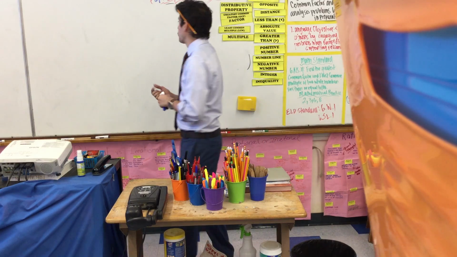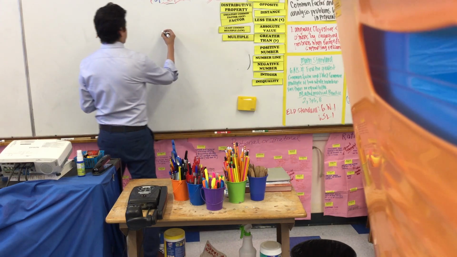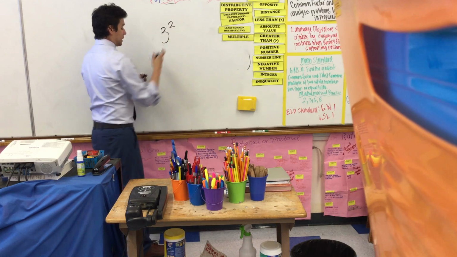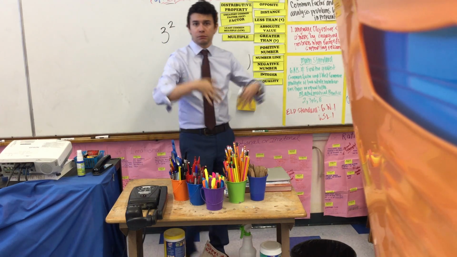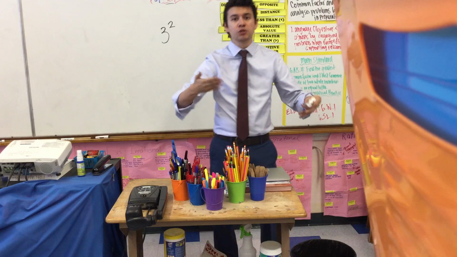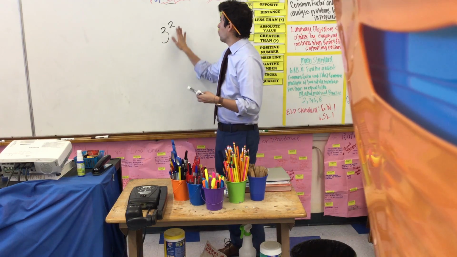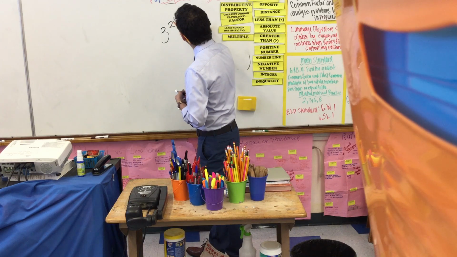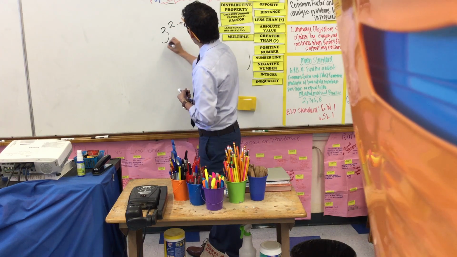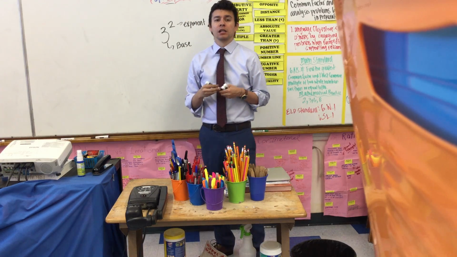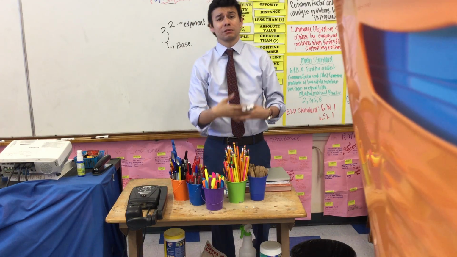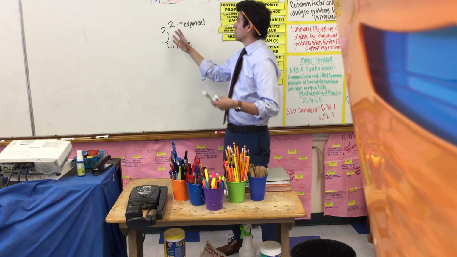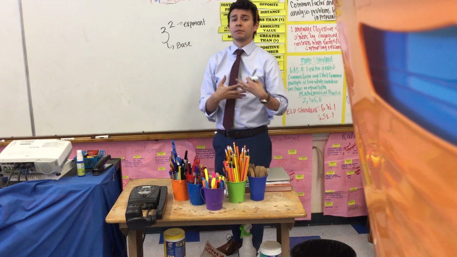So first of all, let's go over a review of key vocabulary words. So I have 3 to the 2nd power. This is something you learned in 6th grade, and I know it was reviewed in 7th grade. So the 2 is known as the exponent, okay? The 3 is known as the base. A lot of students call it whole number. Yeah, you're correct. It is a whole number. But when we're dealing with exponents, we call that the base.